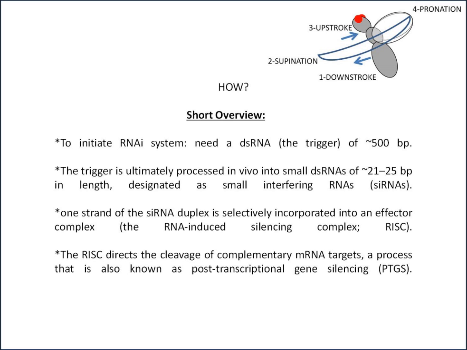One strand of this siRNA duplex is then selectively incorporated into an effector complex called the RNA-induced silencing complex, or RISC. And finally, RISC then directs the cleavage of the complementary mRNA targets, a process that has also been called post-transcriptional gene silencing, or PTGS.